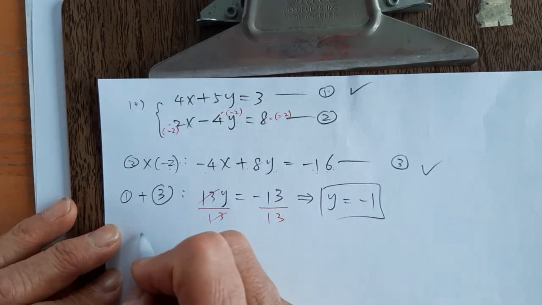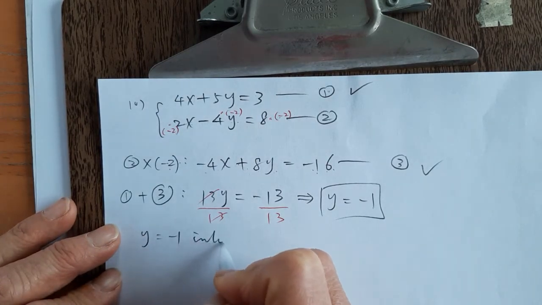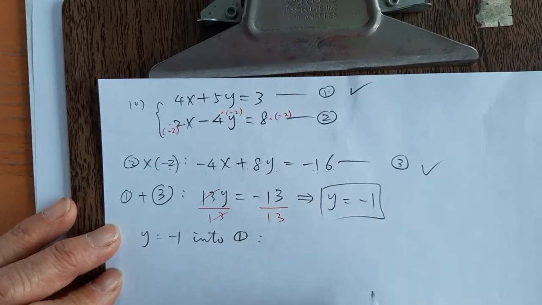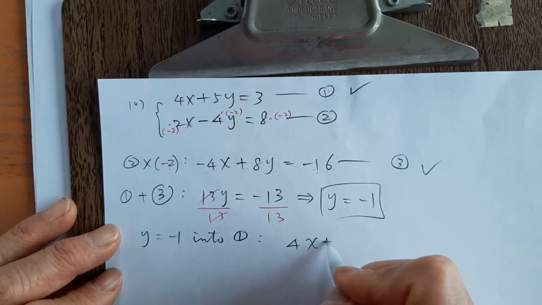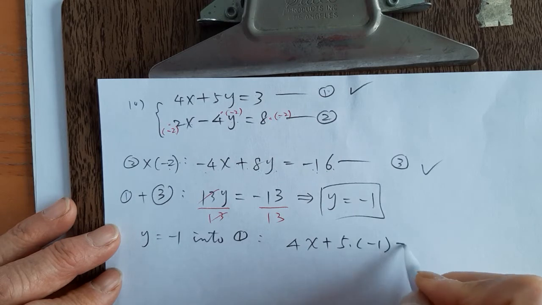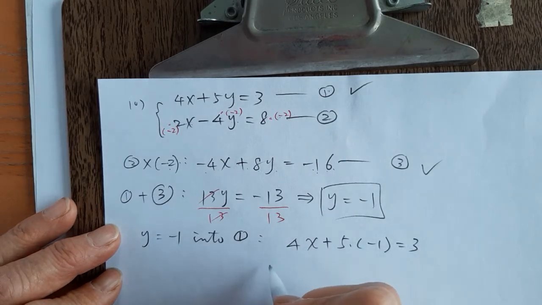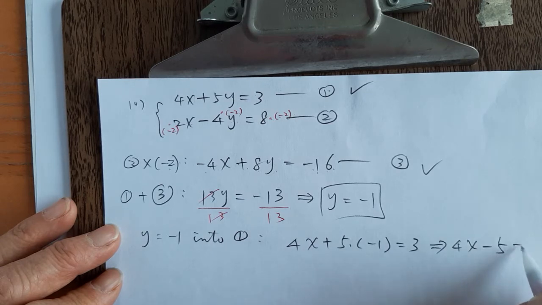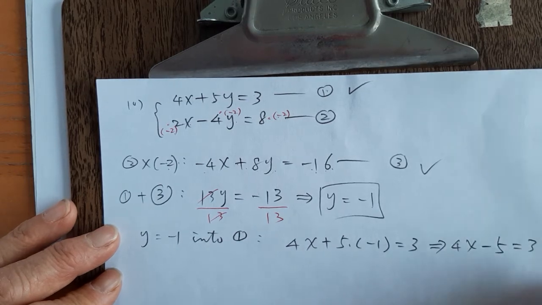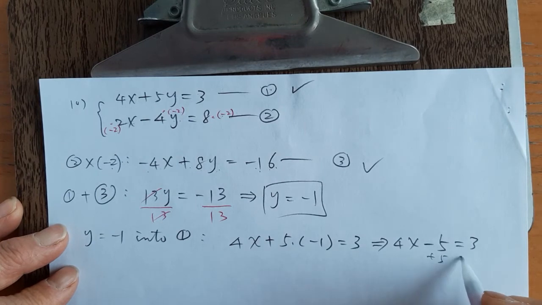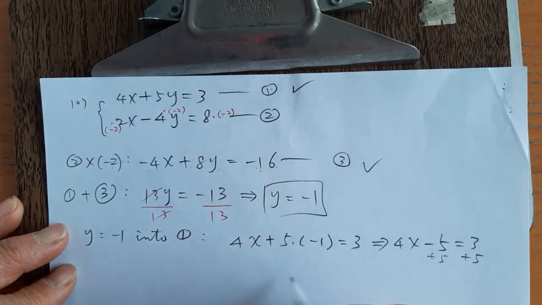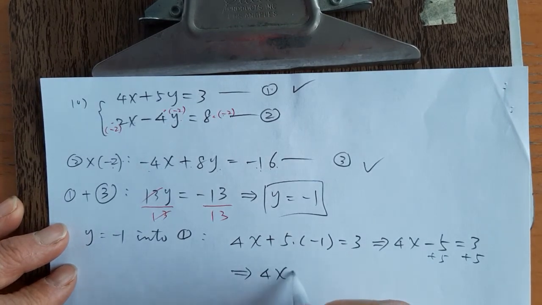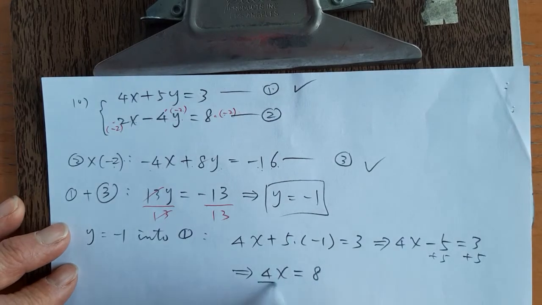So let's put y equals -1 into the first equation to get x. So it's 4 times x plus 5 times -1 equals 3. Then we get 4x minus 5 equals 3. Then add 5 to both sides, and you get 4x equals 8. Then divide by 4, cancel, so we get x equals 2.